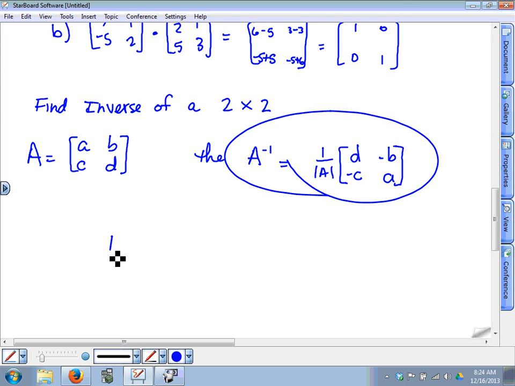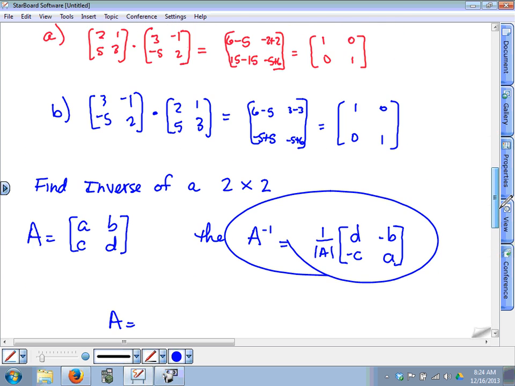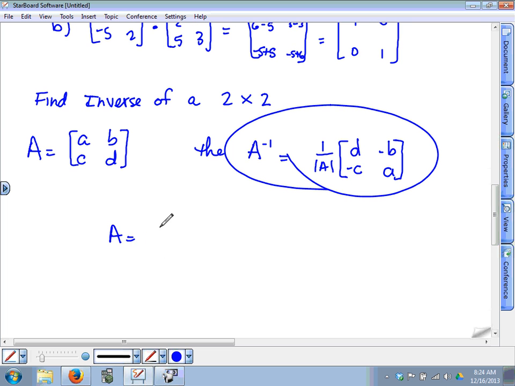Anyway, let's see if this formula would have worked on that last example we had. Let's consider A to be 2, 5, 1, 3. So if A equals 2, 5, and then 1, 3, then A inverse would be 1 over the determinant of A, and we have to switch the spot of D and A, so this first entry becomes a 3, and then down in the bottom right corner we get a 2. And then B and C have to switch signs, so that becomes -1 and -5.